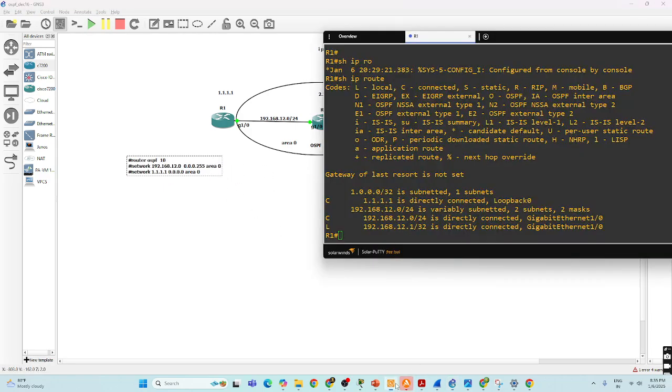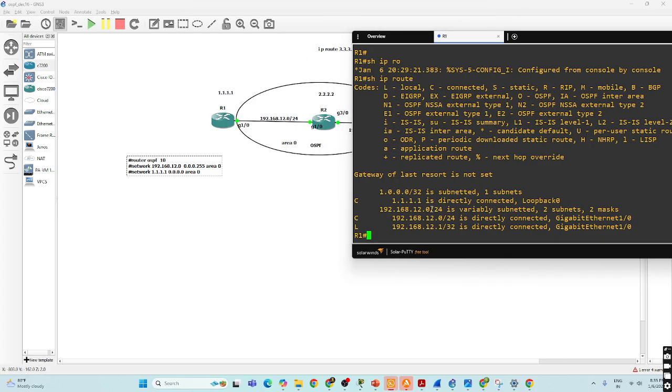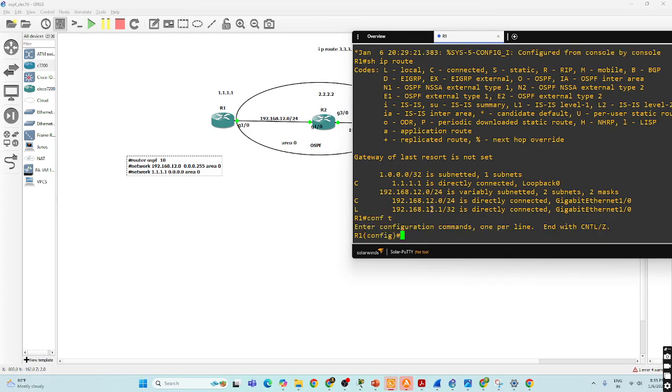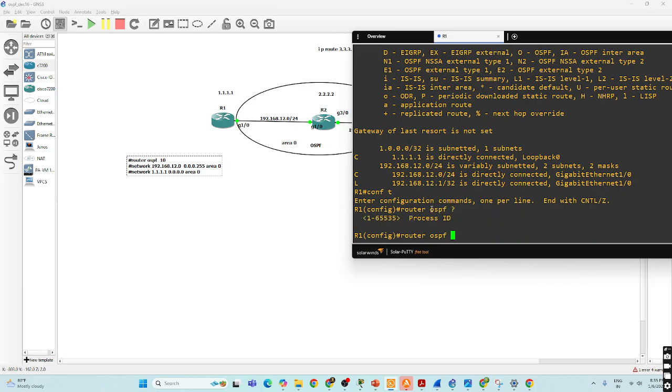So shall we configure OSPF quickly? On R1, let's go to config terminal. Can anyone help me with the commands? I need to configure OSPF. Router OSPF. Let me give a question mark for the process ID, say 10. This is the autonomous system number. Process ID means autonomous system number, so you can give anything, and that should be the same in the entire OSPF.